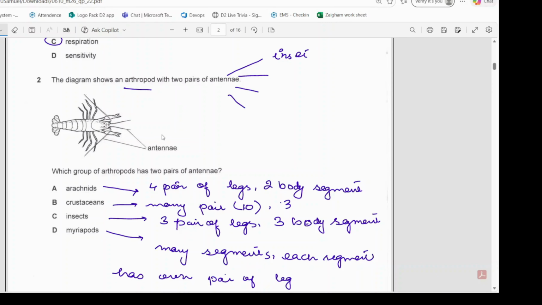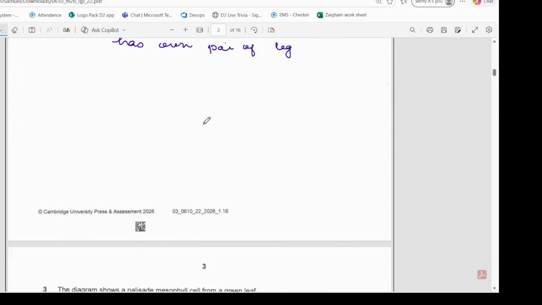So an arthropod is given. It has 2 pairs of antennae. Which class is that? Yes, it is crustacean.